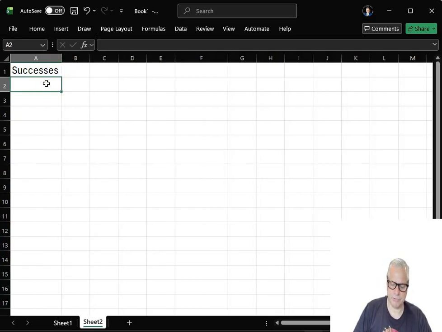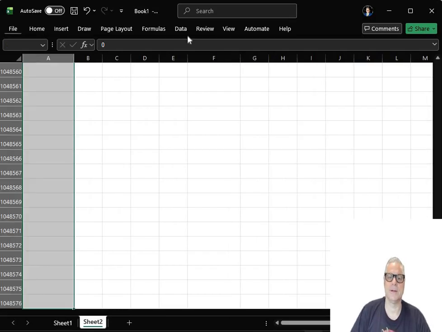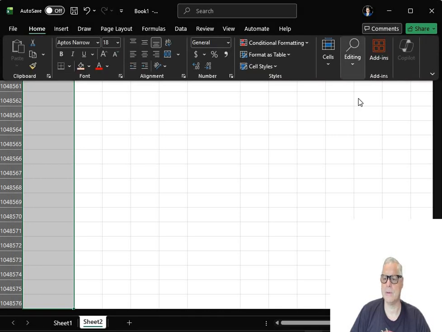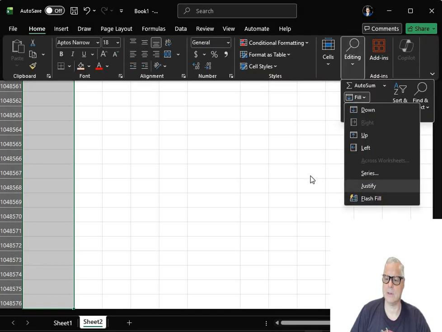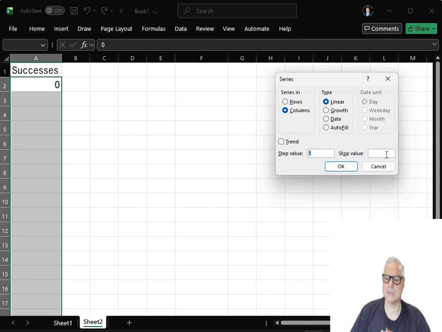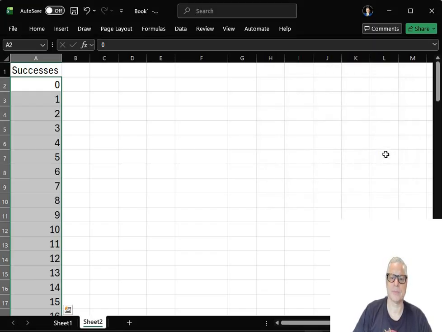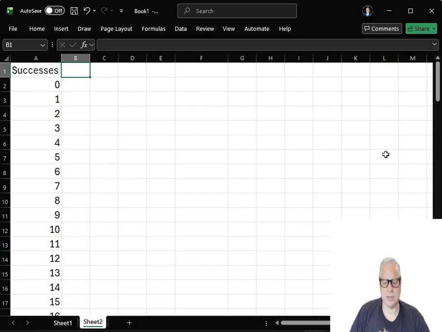And so we have the number of successes when you flip a coin 100 times. Well, when you flip a coin 100 times, I can get 0 heads or I can get 100 heads. So I create quickly a column that goes from 0 to 100. So we go again, home, edit, fill, series, step value 1, stop value 100. Okay, so now what's the probability?